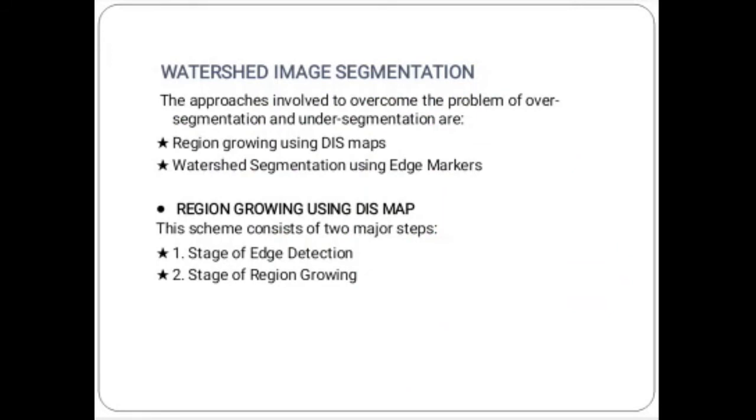Here you need a few steps to be remembered. For a regional minimum, we are going to have watershed image segmentation by using two concepts: region growing using the DIS map, and watershed segmentation using edge markers. Region growing using the DIS map considers two processes, that is edge detection and region growing. Always remember the segmentation algorithm deals with edge detection and region growing.